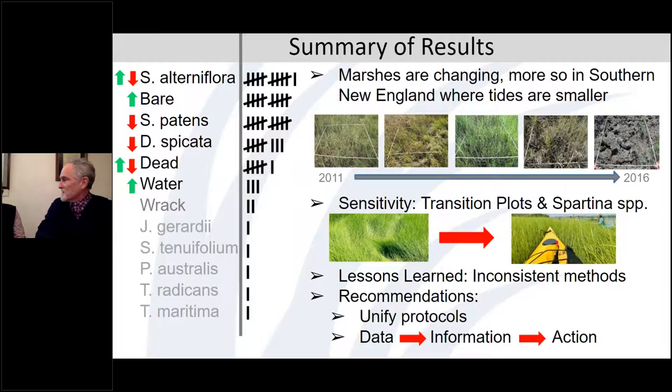Lessons learned, we found we had a lot of inconsistent methods, and we worked probably 90% of the time, Chris can tell you, of the data wrangling with Bree Fischella and Chris getting these methods to sync up to make these comparisons. So in terms of recommendations, we'd like to unify more of the protocols, and I think our data can really lead to information and management action in the future. Our project is just about over, just ended last week, and we hope to get all our reports out in the next month. Thanks very much.